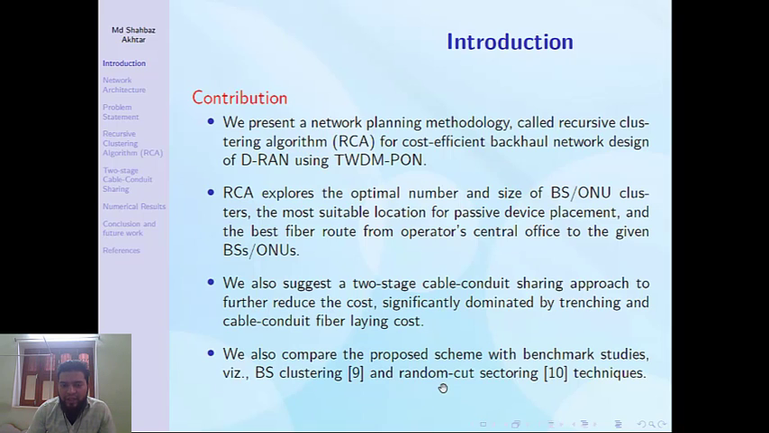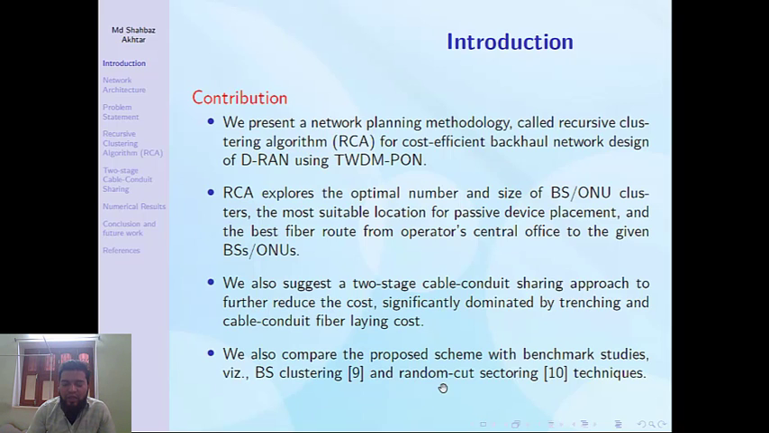Another technique to further enhance the cost saving is two-stage cable conduit sharing. Suppose it happens that a splitter has 5 base stations connected to it. We don't need to provide a dedicated link for each connection, because fiber deployment comes at the cost of trenching and the labor cost of trenching and laying the fiber. So we try to share the conduit as much as possible so that the cost can be reduced.